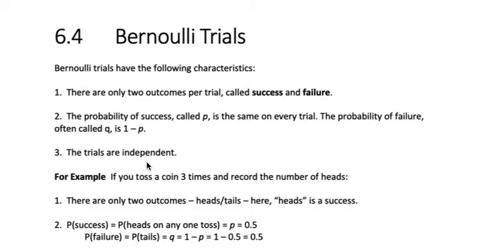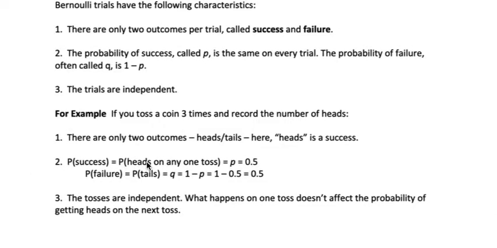An example of something that would be considered a Bernoulli trial is flipping a coin. There are only two outcomes, heads and tails. Probability of success is 0.5 and probability of failure is 0.5. Those probabilities don't change. And the tosses are independent, so what happens on one toss doesn't affect the probability of what happens on the next toss.